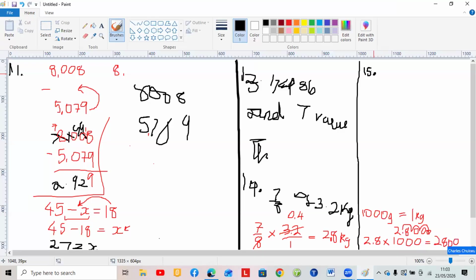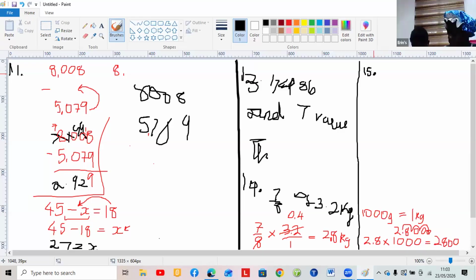You can write that in your book, but that is not part of the question. It's just me asking as a reminder, to check whether you still remember how to convert from kilograms to grams. You can write it by the side and put a box around it. It's not part of the answer. 2.8 kg equals 2,800 g.